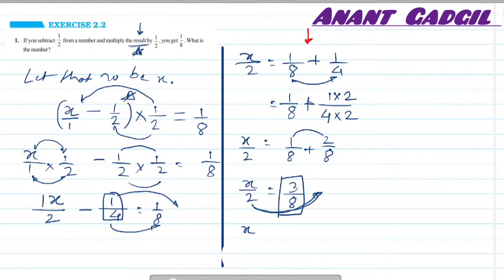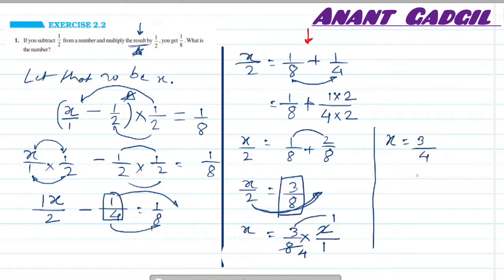So now we take this divided by 2 to the other side and it will become multiplied. So it's going to become x is equal to 3 by 8 times 2. What is the denominator here for 2? If it is nothing, it is 1. So what you can now do is 2 times 1 is 2, 2 times 4 is 8. So the answer we get is 3 ones are 3 and in the denominator 4 ones are 4. So this is our final answer, that number is 3 by 4.